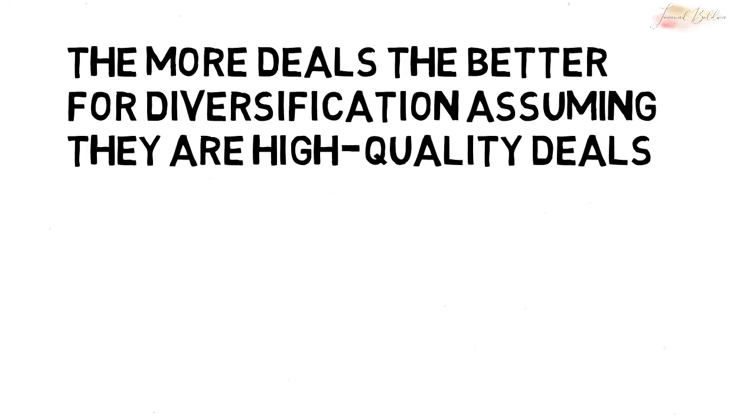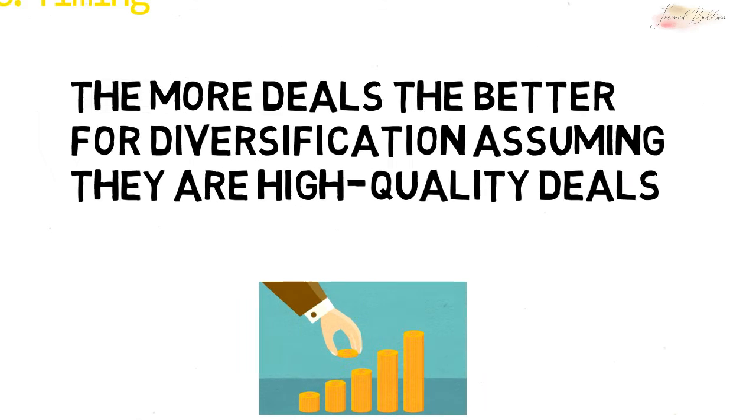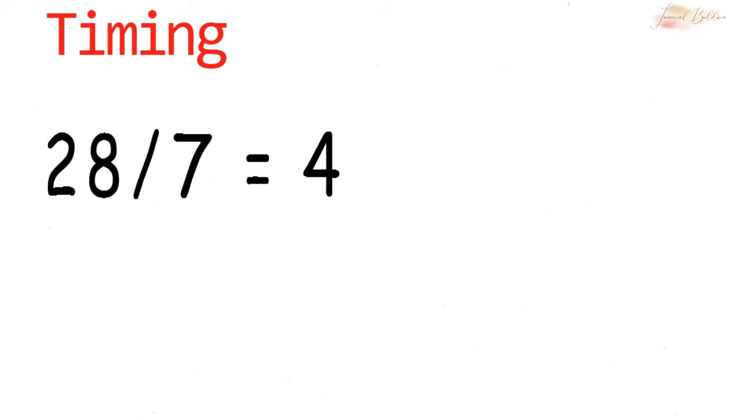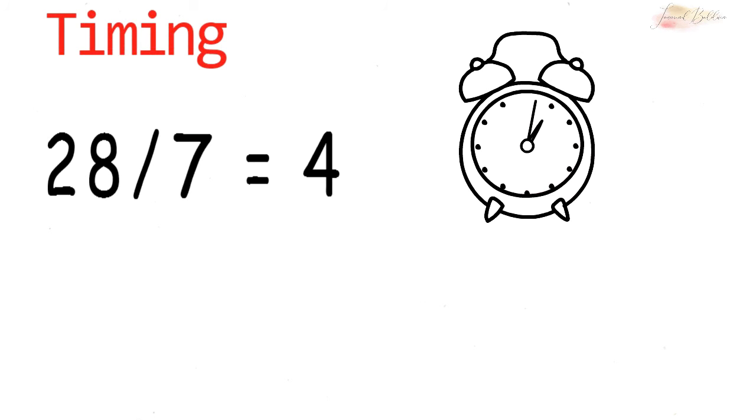And finally, let's move into the 6th way to diversify your commercial real estate portfolio, which is via timing. If you're anything like me and trying to build your commercial real estate portfolio, you get ahead of yourself and do too many deals too quickly. So consider this: if you're trying to build a 28 deal portfolio, spread it out over 14 years and do 2 deals a year, or over 7 years and do 4 deals a year.